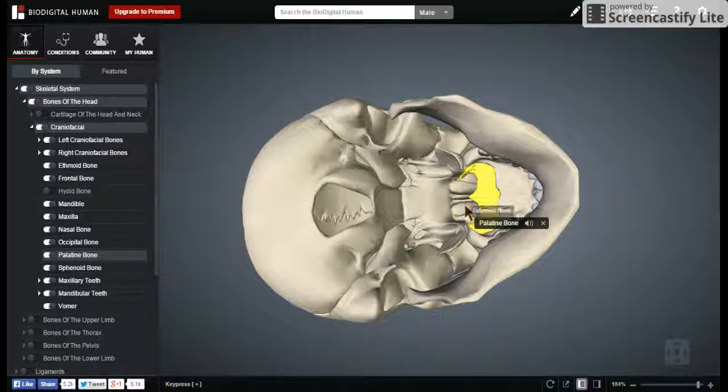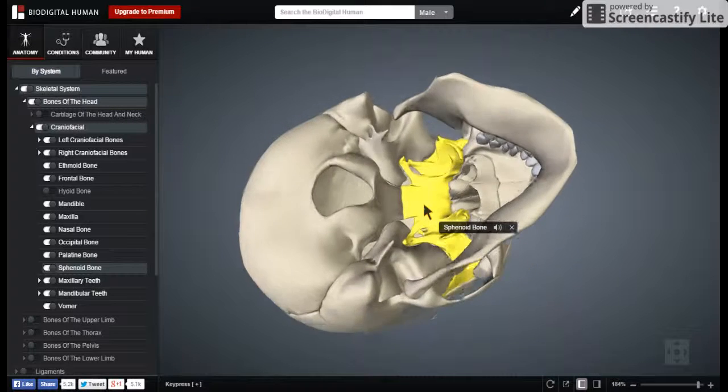And then posterior to that is the ethmoid bone. So the ethmoid bone is another slightly less complicated bone than the sphenoid bone. Posterior to the ethmoid bone is the sphenoid. Sphenoid is a very interesting bone, and it's really easy for students to get confused with when they're taking a practical.